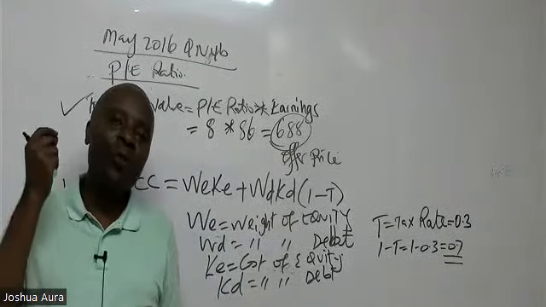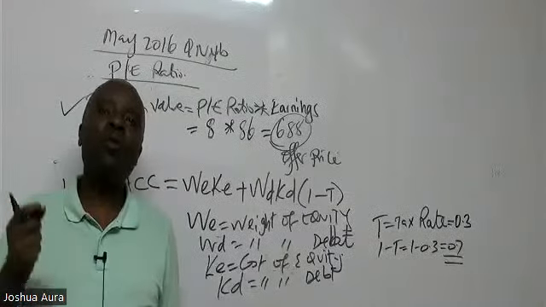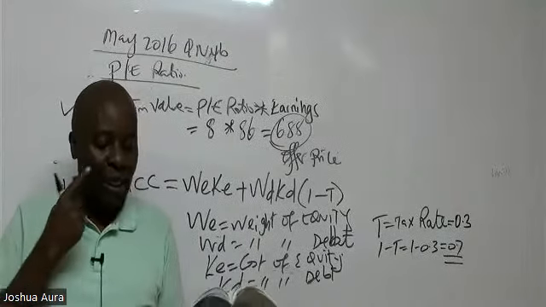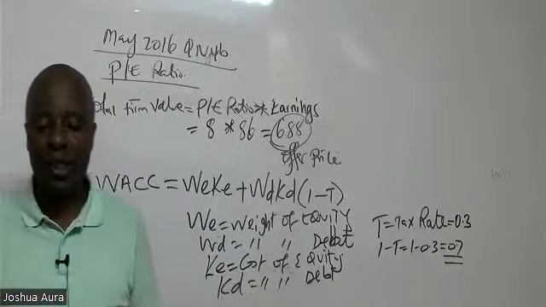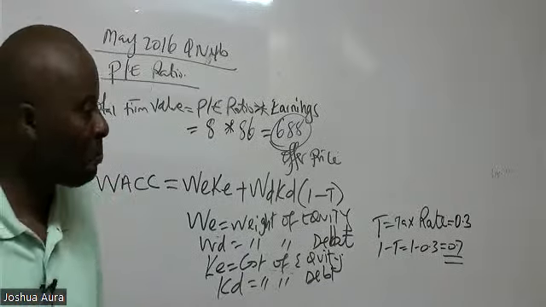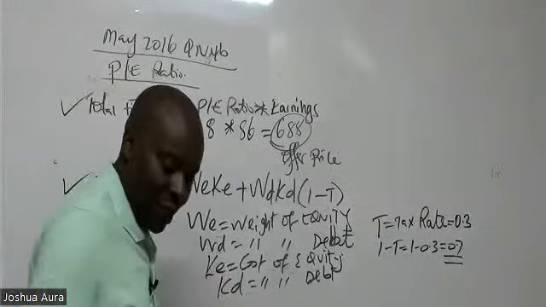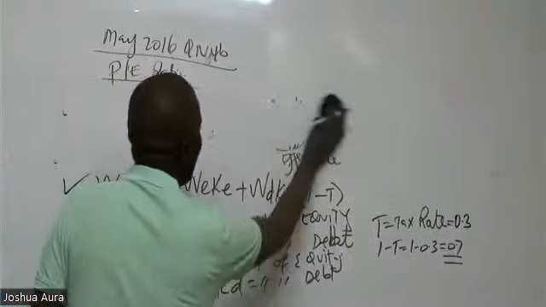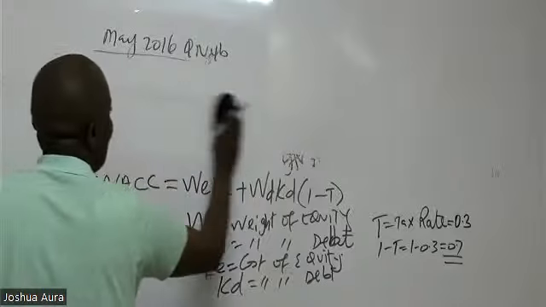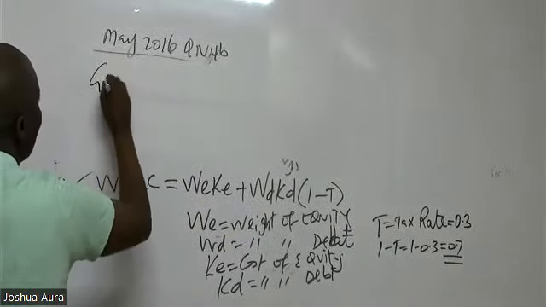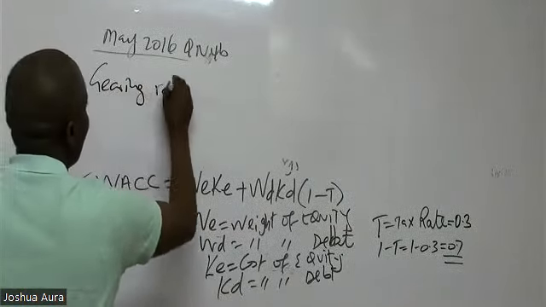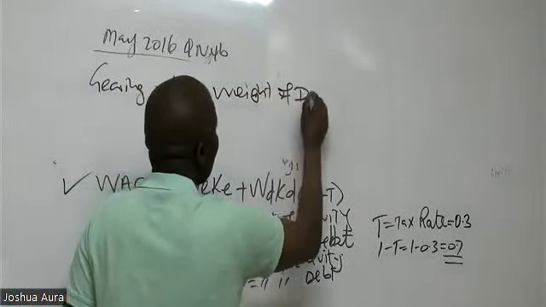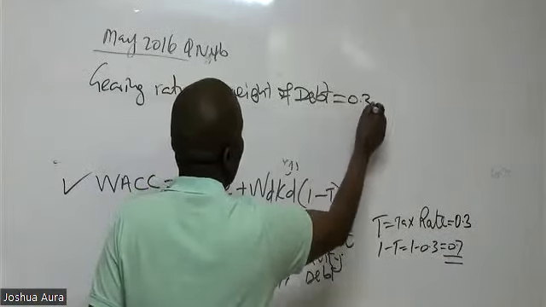So whenever you hear of gearing ratio, this automatically is the same as what here? Weight of debt. You don't even have to reason at all. Gearing ratio is the same as weight of debt. Very easy. Gearing ratio is the same as weight of debt, which is 0.35.